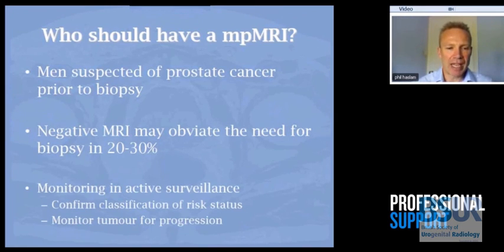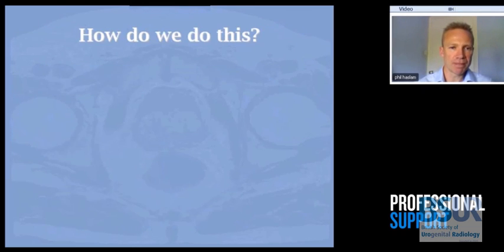So in active surveillance, if they have multiparametric MRI, we can confirm the classification, we can confirm their risk status, and we can monitor tumour progression. In fact, we've got quite a cohort of patients now who are on traditional active surveillance who've had a 6-month MRI scan and they've been taken off that pathway because it's been shown that they've actually got a significant tumour.